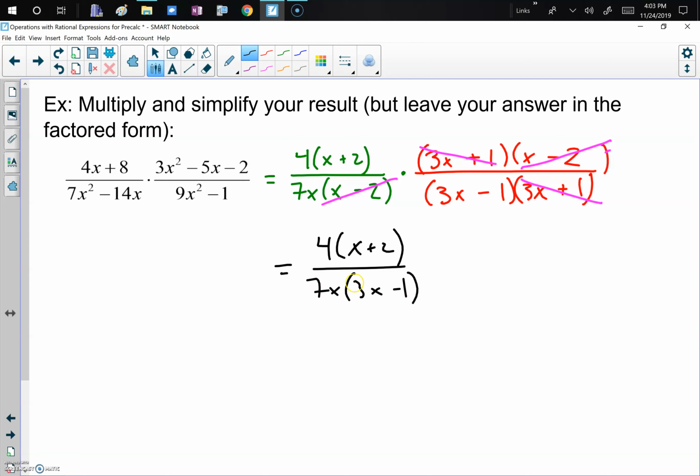Now here, depending upon what course you're in, some courses want you to leave your answers in this factored form. For instance, if you were taking a calculus class, you'd likely leave your answer in this form. Some classes, they want you to go ahead and remultiply.